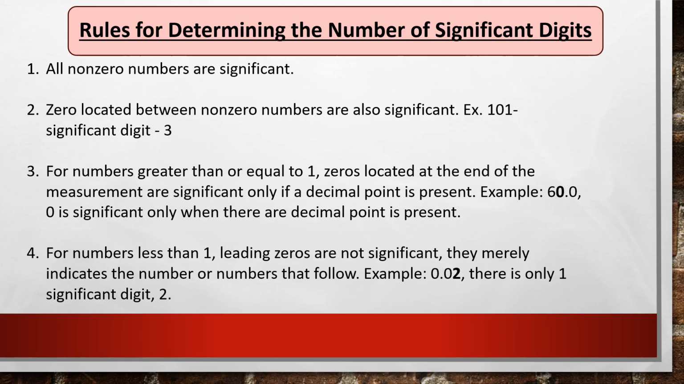For numbers less than 1, leading zeros are not significant. They merely indicate the number or numbers that follow. Example 0.02. There is only one significant digit, that is number 2.